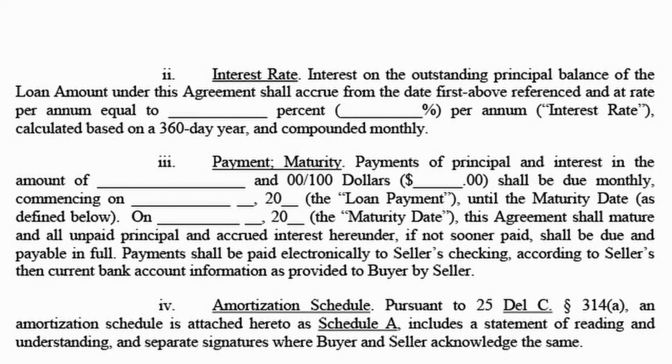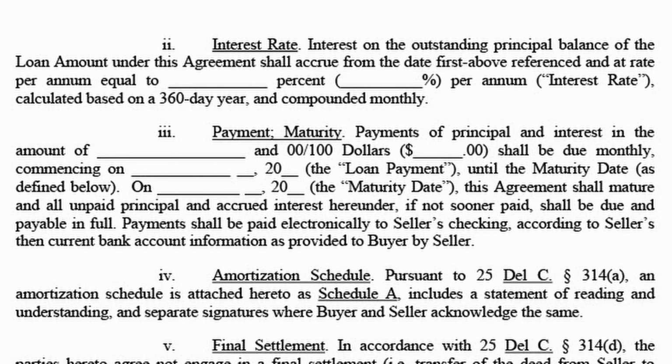Section 3 here, subsection 3 rather, is where you're going to list what the payment is and the maturity date. So this is where you're going to insert the payments in similar fashion to the way you did the purchase price a few moments ago. Same thing with the maturity date on blank 20 whatever. This agreement shall mature, and all unpaid principal and accrued interest hereunder shall be paid. That's indicating when the loan's going to mature.